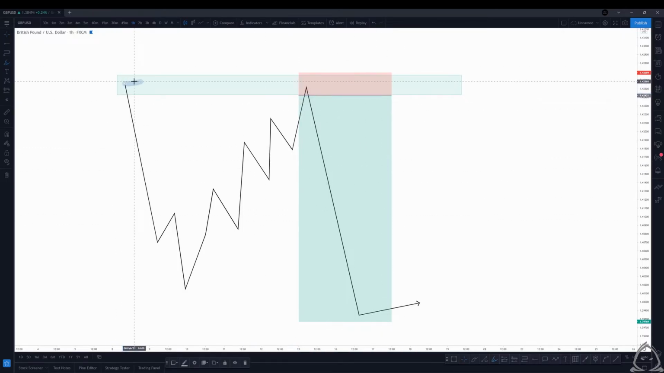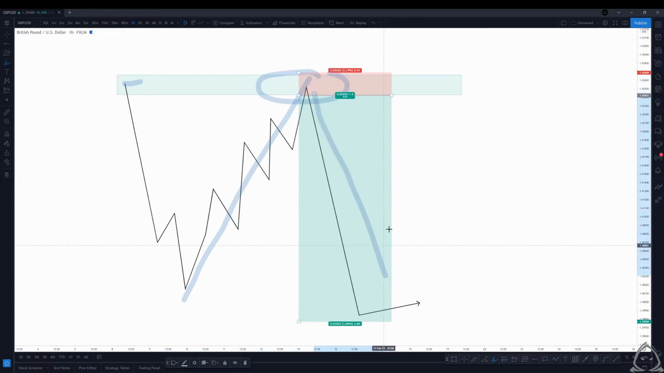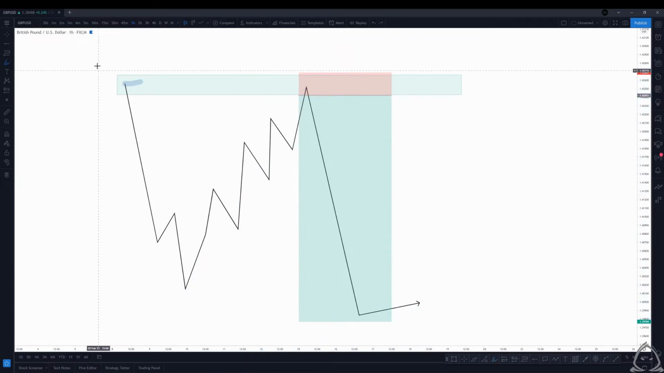We could refine this down to the 1 minute if we wanted to, but again, all we're really looking for is price to create a point of interest, come back, we set our limit order, and then price tags us in and continues or stops us out or whatever it does.